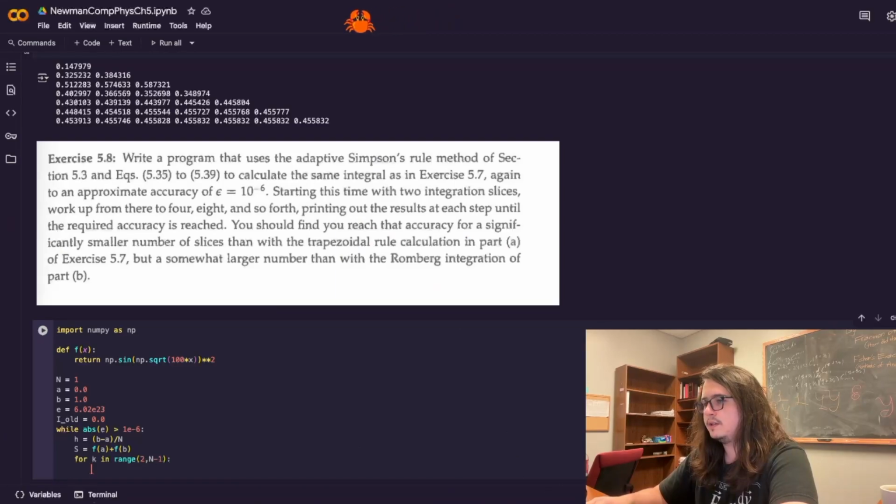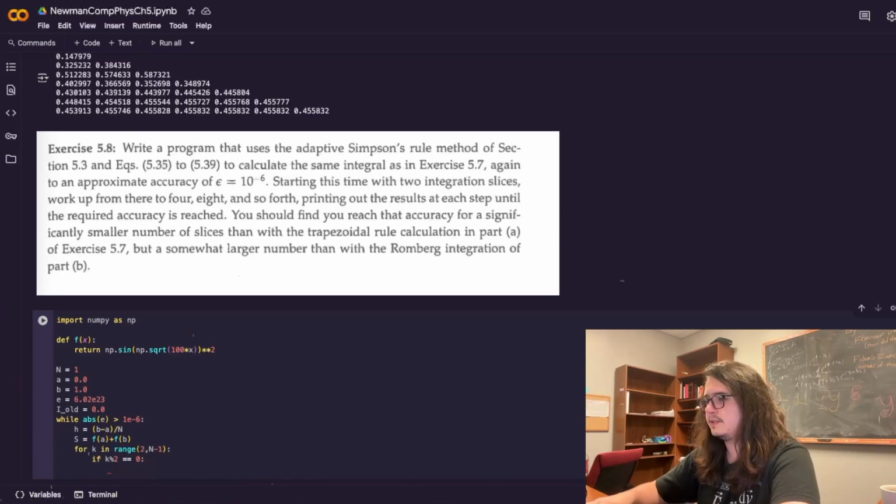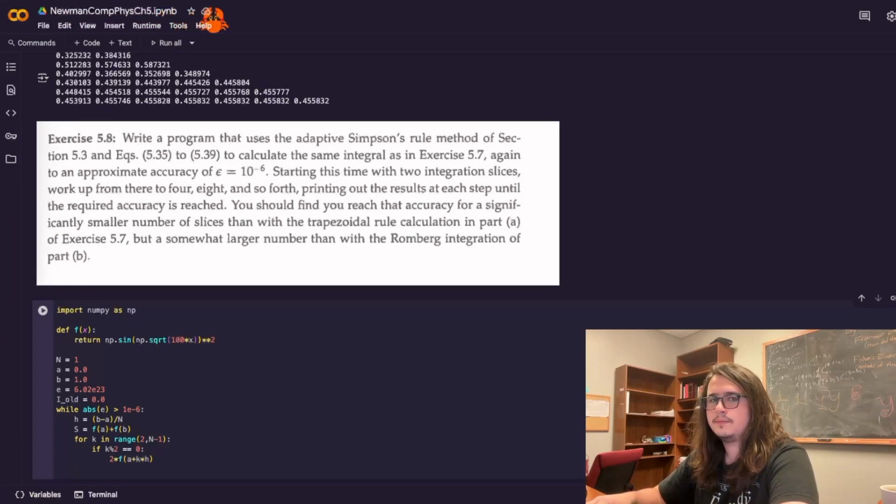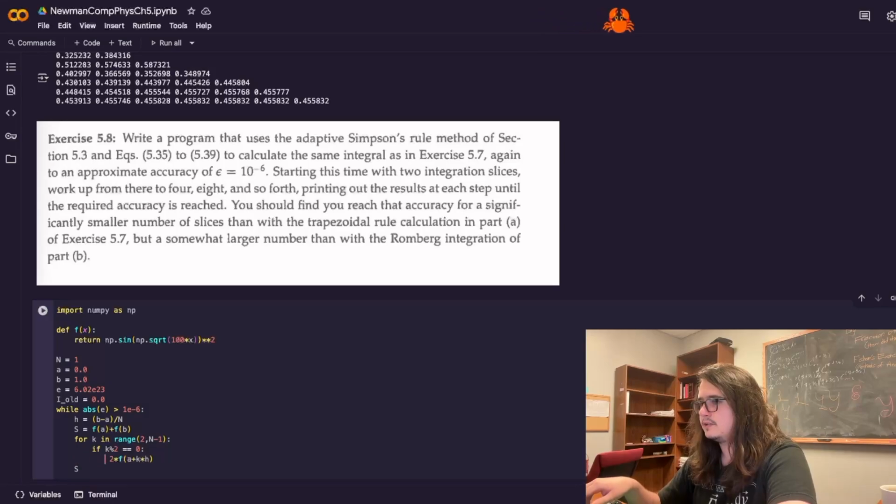But then you only want the even values of k. So if k mod 2 is equal to 0, then it gets the even values of k, and you add on to the s 2 times f of a plus k times h, right? And then after we've calculated s, let's divide the whole thing by 3. I just realized that I should really add plus equals. But then s is that stuff there all divided by 3, so divide equals 3.